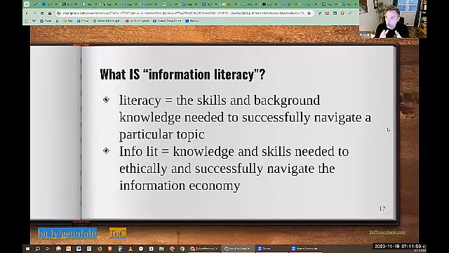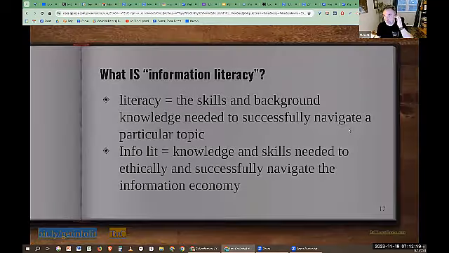So to be a little more clear, anytime we talk about literacy, we're talking about the skills and the knowledge needed to successfully navigate a particular topic. So if we're teaching kids science literacy, we're showing them how to deal with scientific information, scientific facts. We're teaching them math literacy, technology literacy. Information literacy is the skills and knowledge needed to ethically and successfully navigate the information economy that we live in, and the information age that we live in.